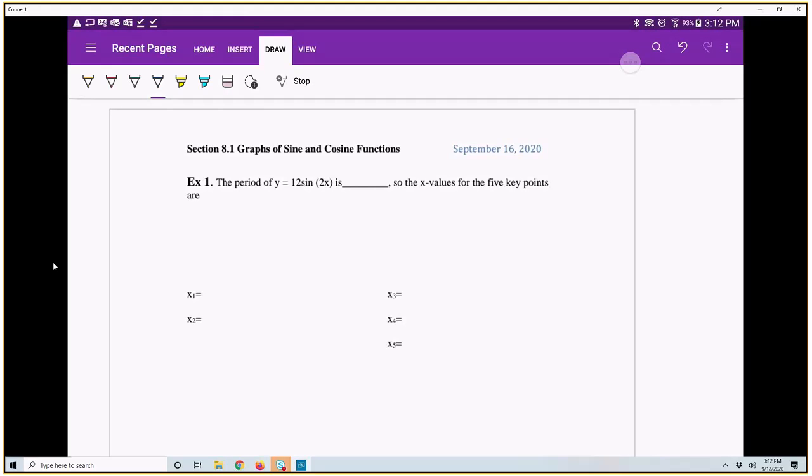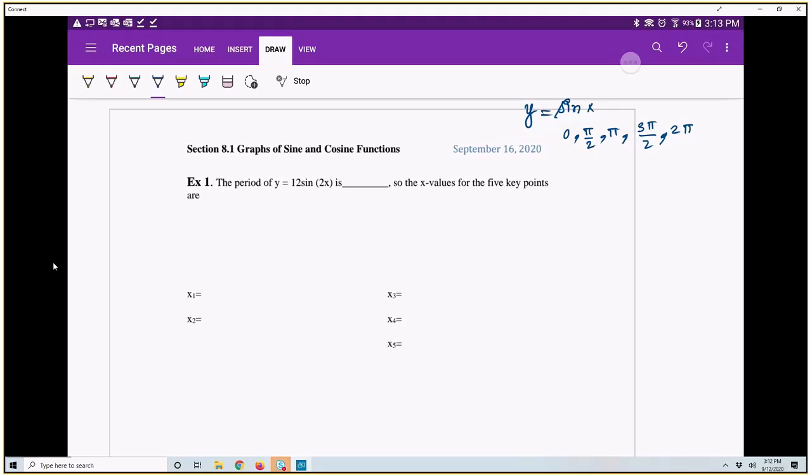So I want to remind you of the key points for a general sine function. If the function were y equals sine x, remember, we use the values 0, pi over 2, pi, 3 pi over 2, and 2 pi as the general key points for a sine function. We're going to adapt that same technique, but now with possible phase shifts and amplitude change.